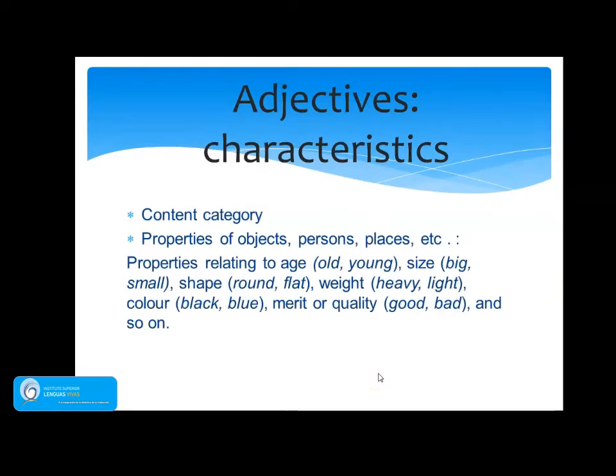So let's talk about some of the basic features of adjectives. We know that they are content categories, that is, they are categories which express semantic content. They denote properties of objects, persons, places, etc. They can denote properties related to age, size, shape, weight, color, merit or quality, and so on.